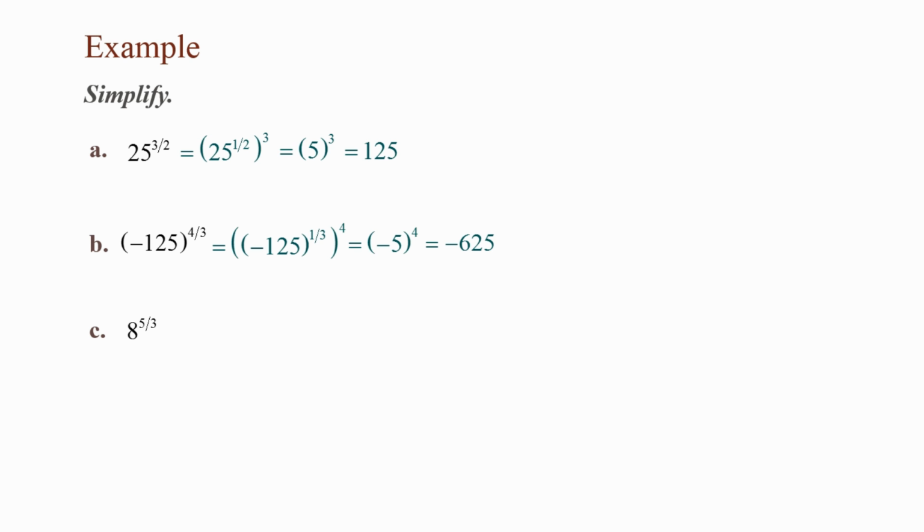In part C, we have 8 to the 5/3 power. Splitting that up, we have 8 to the 1/3 to the 5th power. 8 to the 1/3 power is 2, and 2 to the 5th power is 32.